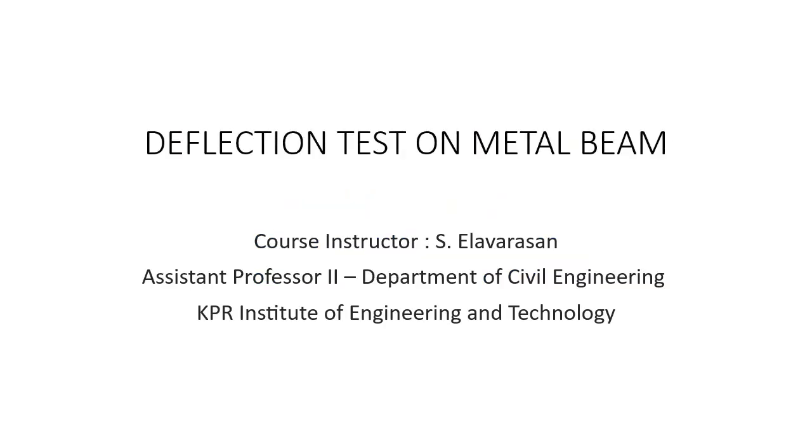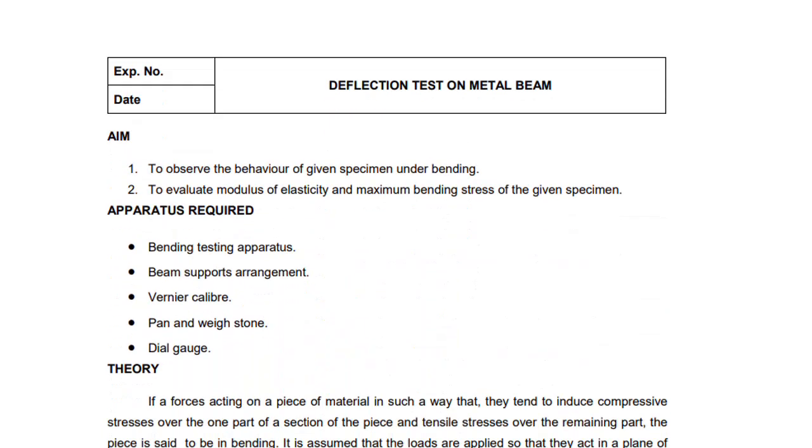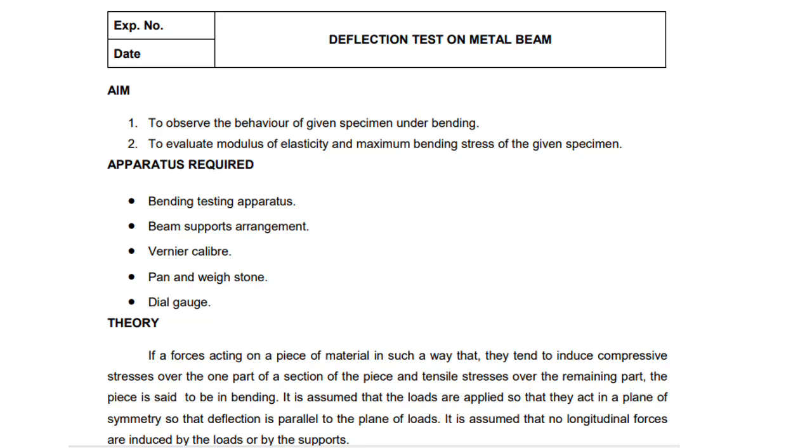Welcome to this demonstration of the deflection test on a metal beam, conducted in the Strength of Materials Lab. This experiment helps us understand how beams respond to loads by measuring their vertical displacement, or deflection. The primary objectives of this test are to analyze the behavior of the metal beam under load, measure its deflection at different points, and evaluate its elastic properties using theoretical principles.